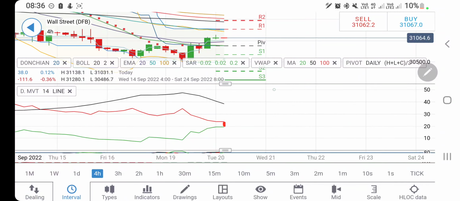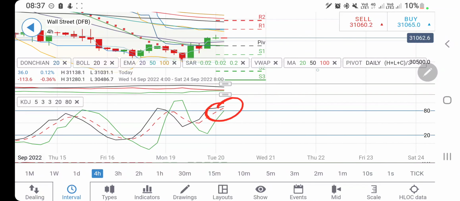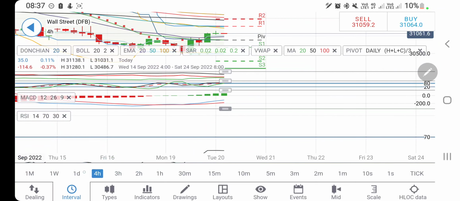The directional movement is trying to converge, but it is still not crossed over. The stochastic is overbought. The MACD is divergent and it is bullish. The RSI is trading flat.